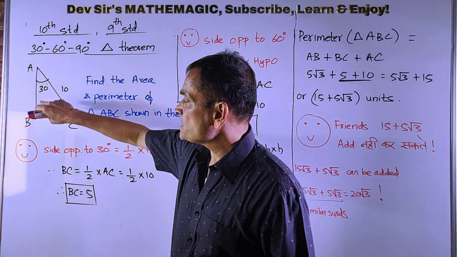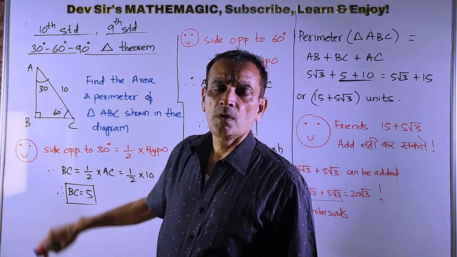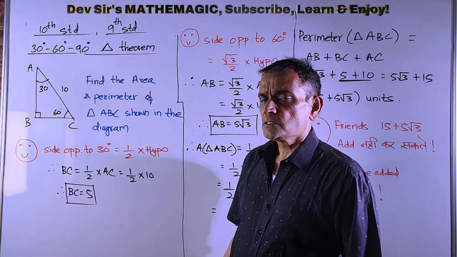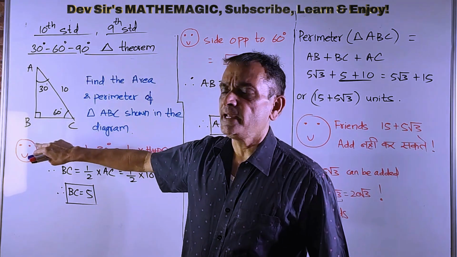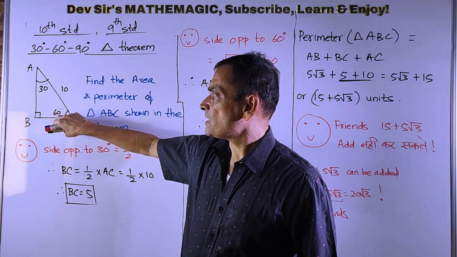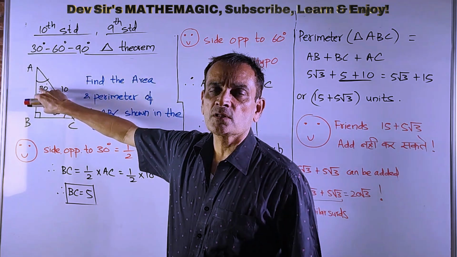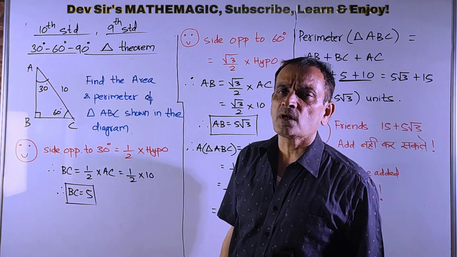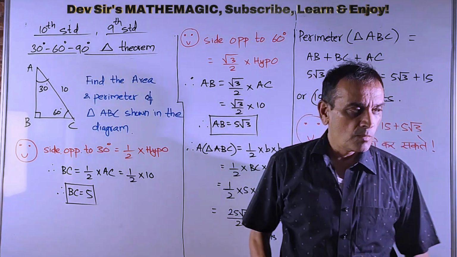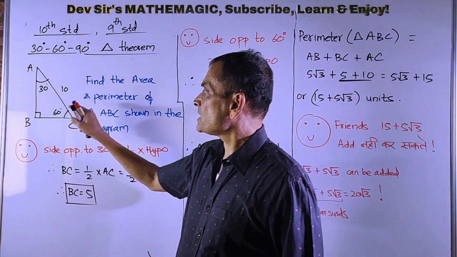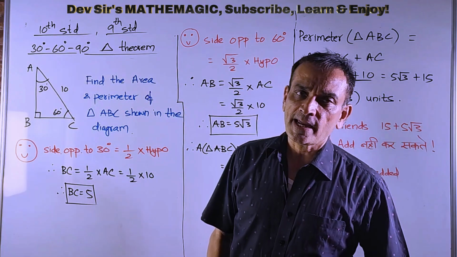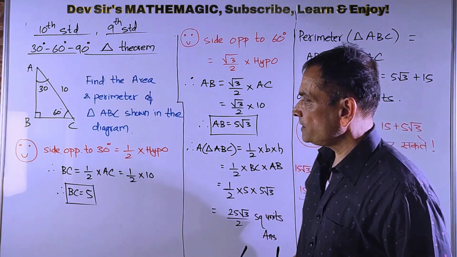Sometimes this 30 may not be given. तो उस समय क्या करना है? Sum of the angles of the triangles is 180. 90 plus 60, 150. 150 plus 30 has to be 180. So the third angle has to be 30. You have to find out the third angle if it is not given. But here, both the angles are given, 60 and 30. दोनों angles दिए हैं. Right?